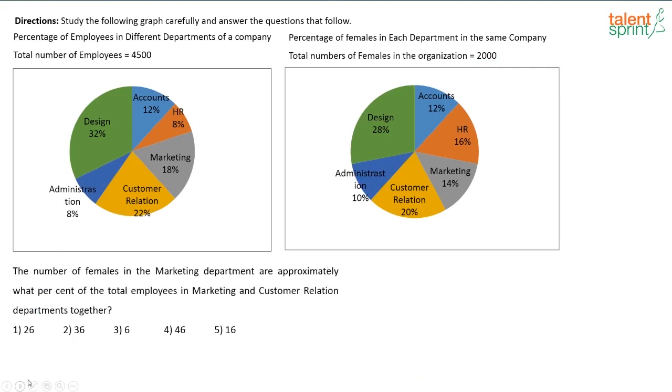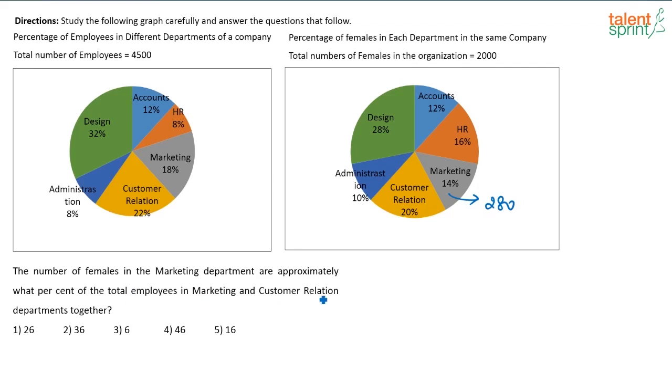Next one. The number of females in the marketing department are approximately what percentage of the total employees in the marketing and the customer relationship department together? So how many females are there in the marketing department? 14%, correct? Totally 2000 females are there, out of which 14% is in the marketing department. So 20 into 14, that is nothing but 280 females in the marketing department.